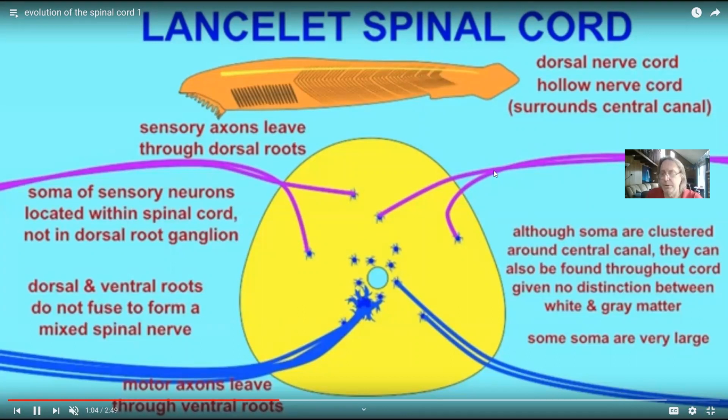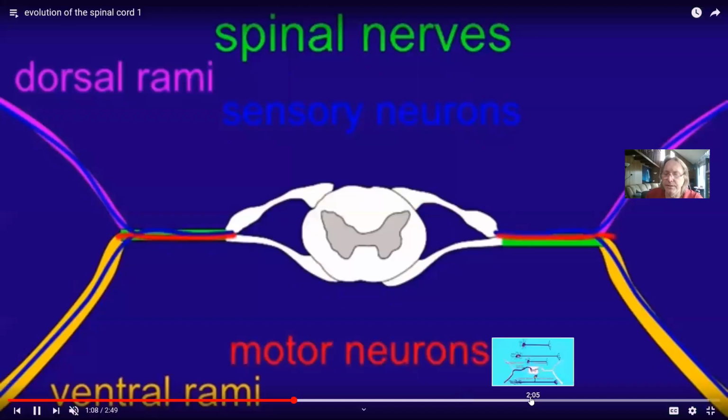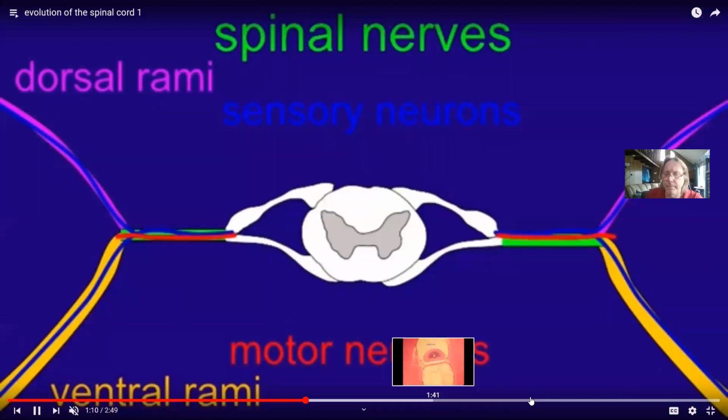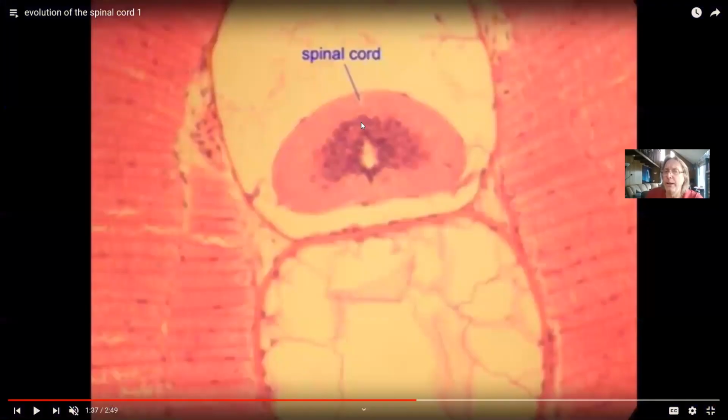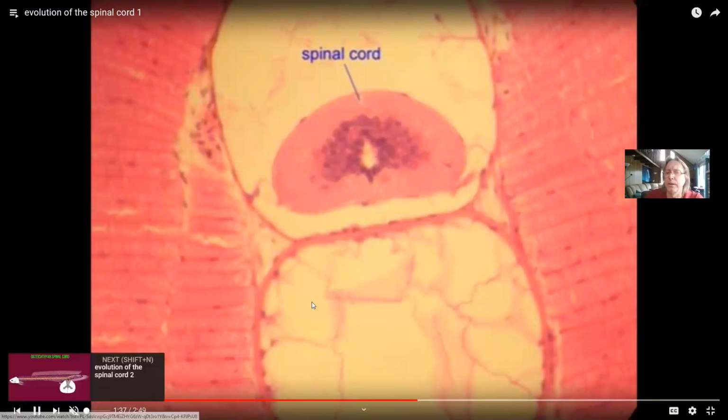There will be a sensory nerve which leaves the top of the spinal cord, and then a motor nerve that leaves the bottom of the spinal cord. If we were to then jump ahead to a lamprey, and here's a dissection of a lamprey spinal cord, notice that you can see a distinction between gray and white matter. The gray matter is on the interior, as in us. The white matter is outside of it. Here you see the central canal.